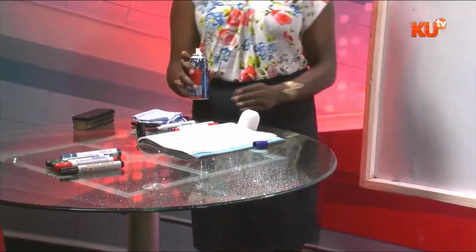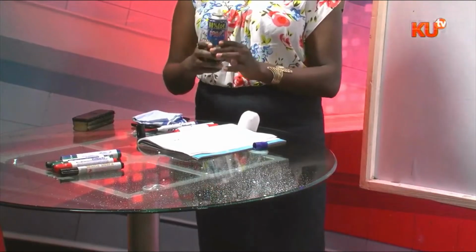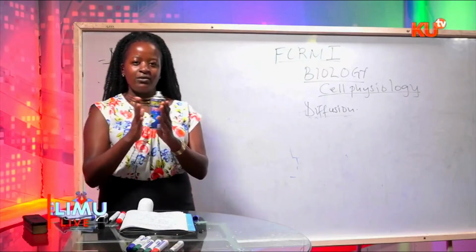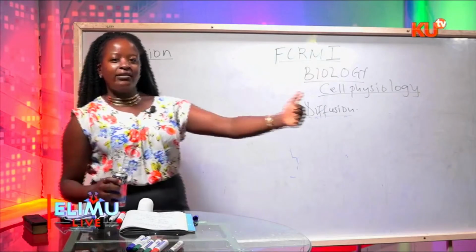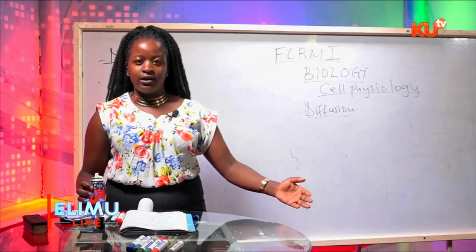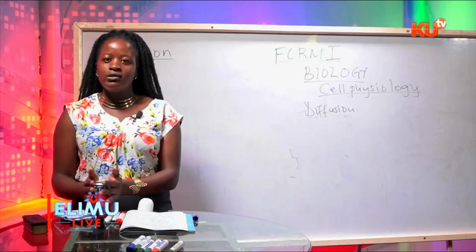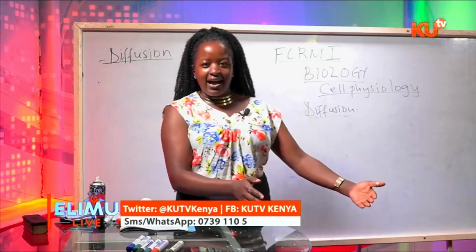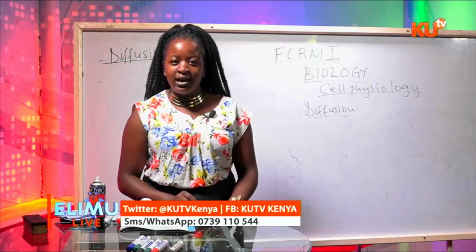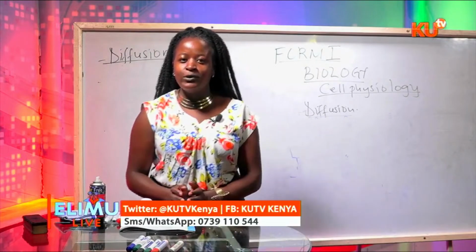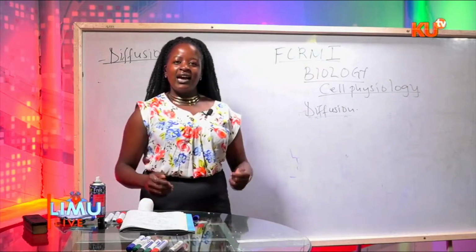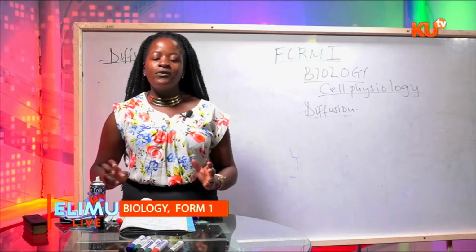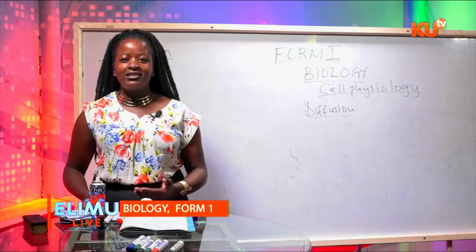So I have sprayed. What has happened is the snow has moved from its region of high concentration to another region of low concentration. The snow has moved from this container where it is in great amounts to another area where it is in less amount. And this is simply diffusion. And so, diffusion is the movement of particles from a region of high concentration.